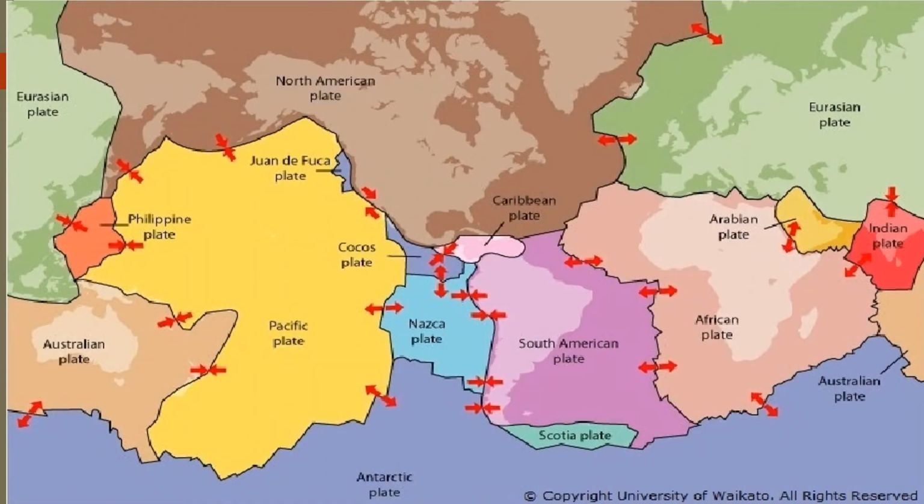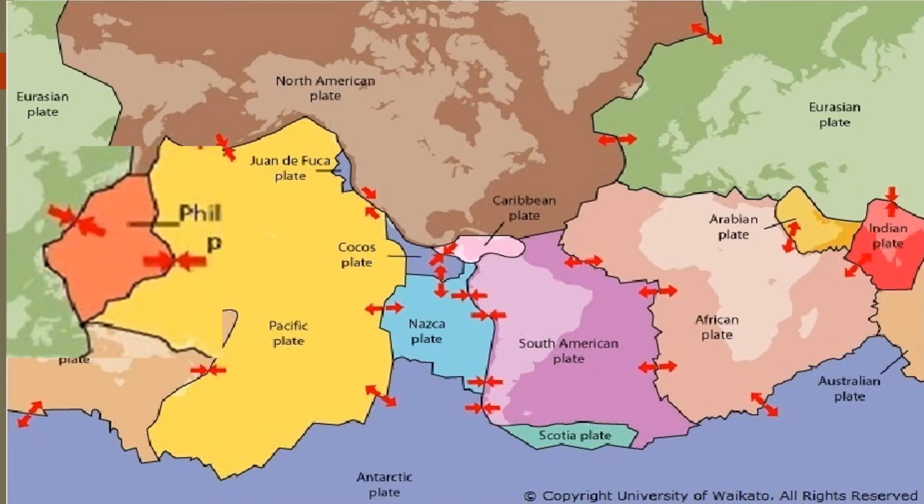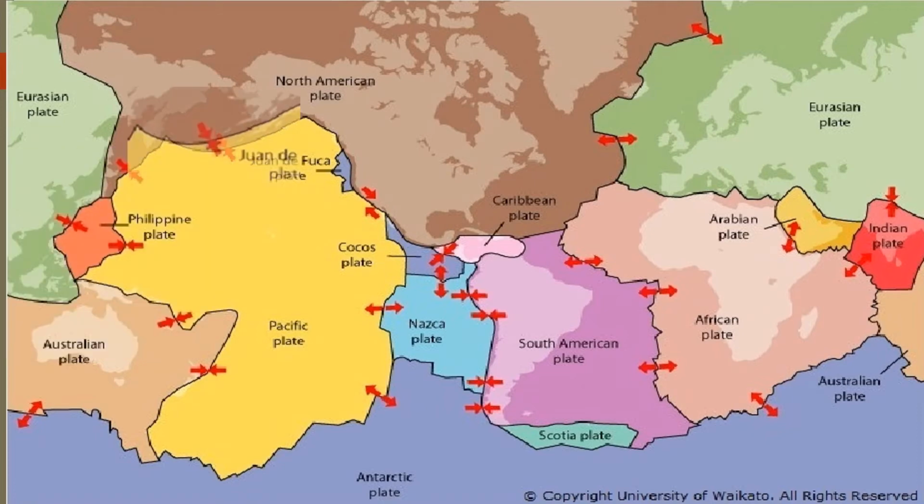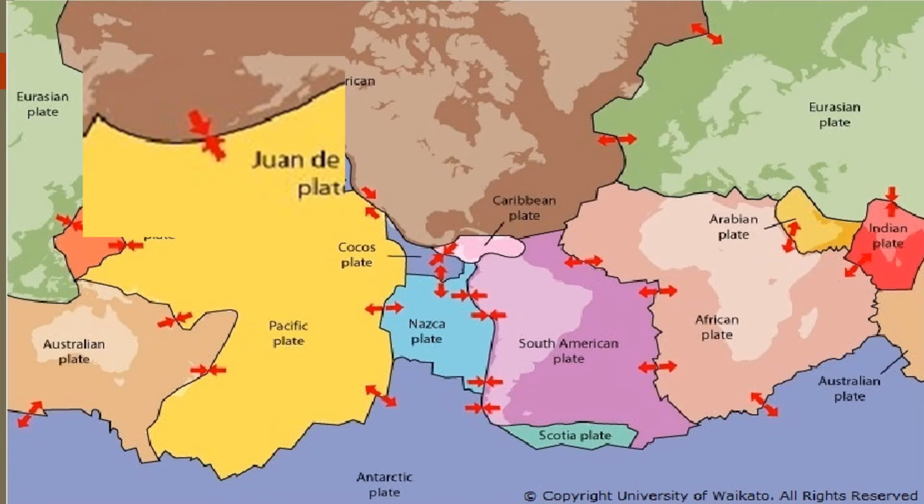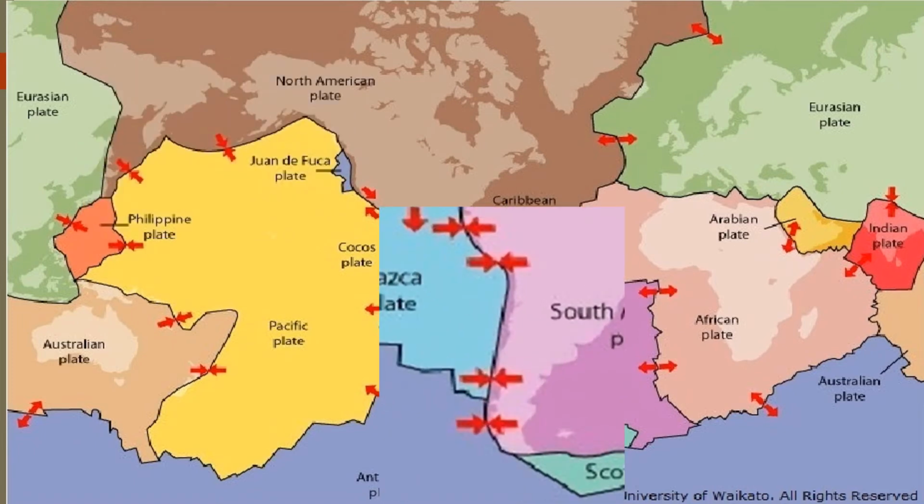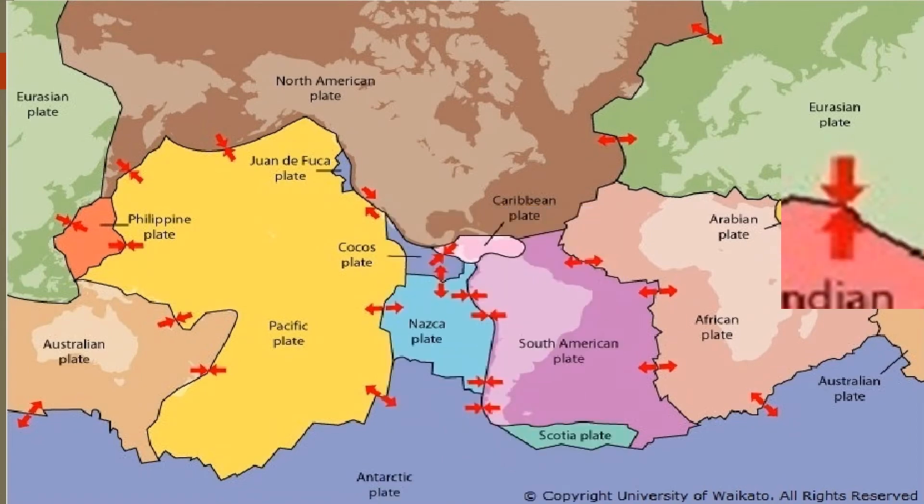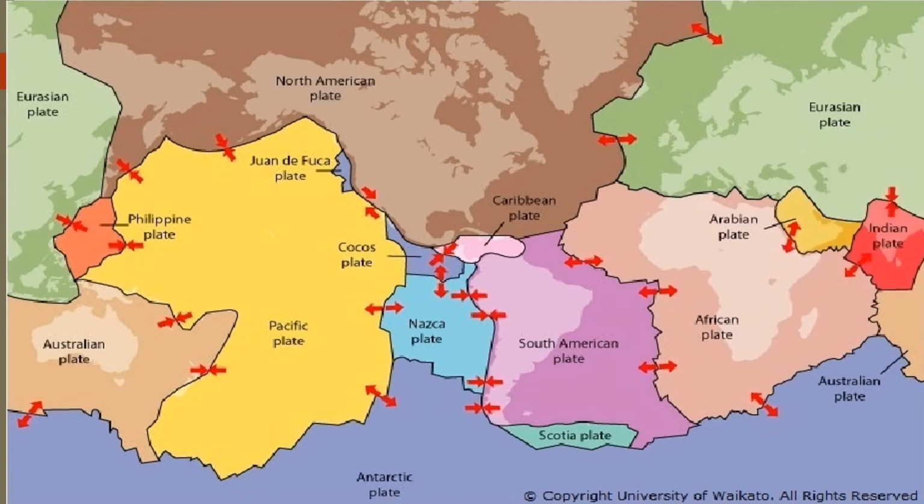The examples of these kinds of plate interaction are the Eurasian plate against the Philippine plate, the Philippine plate against the Pacific plate, the North American plate against the Pacific plate, the South American plate against the Nazca plate, and the Eurasian plate against the Indian plate.